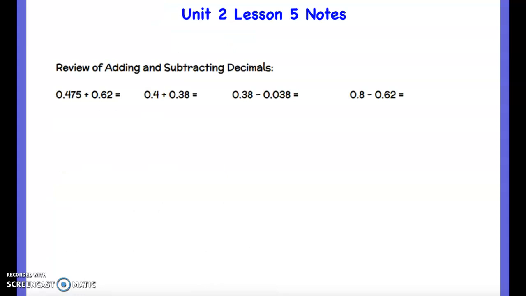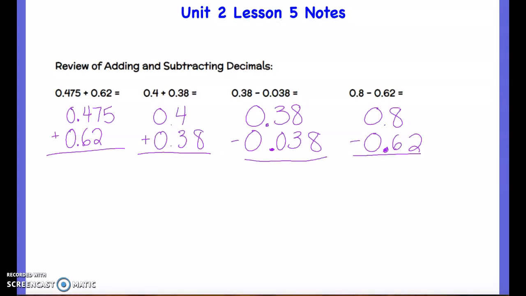There are 4 review problems, warm-up problems for you to do. Please rewrite those vertically. Go ahead and get them solved. Press pause on the video and come back when you're ready. Right on this first one, don't forget to add your 0. Should have got 1.095 or 1 and 95 thousandths. Second one, add that 0. Should have gotten 78 hundredths.